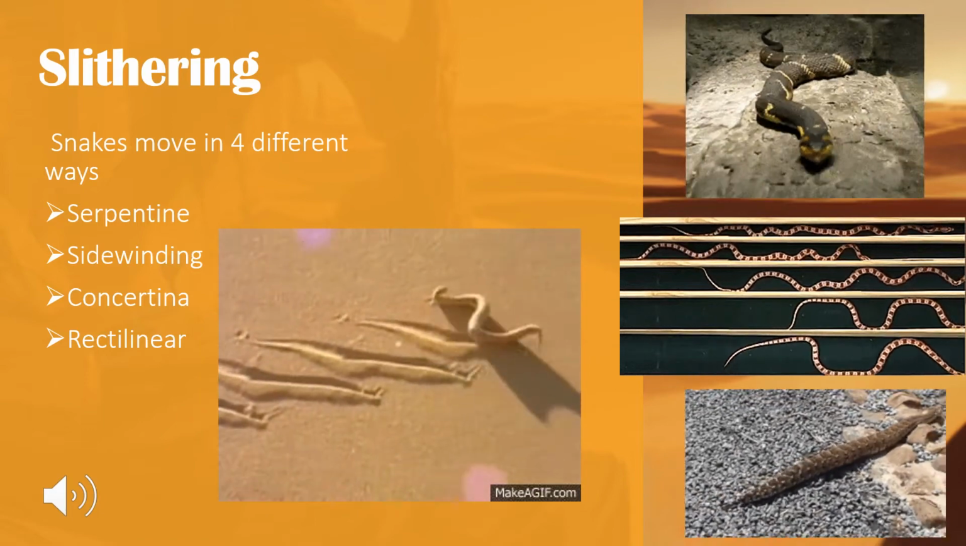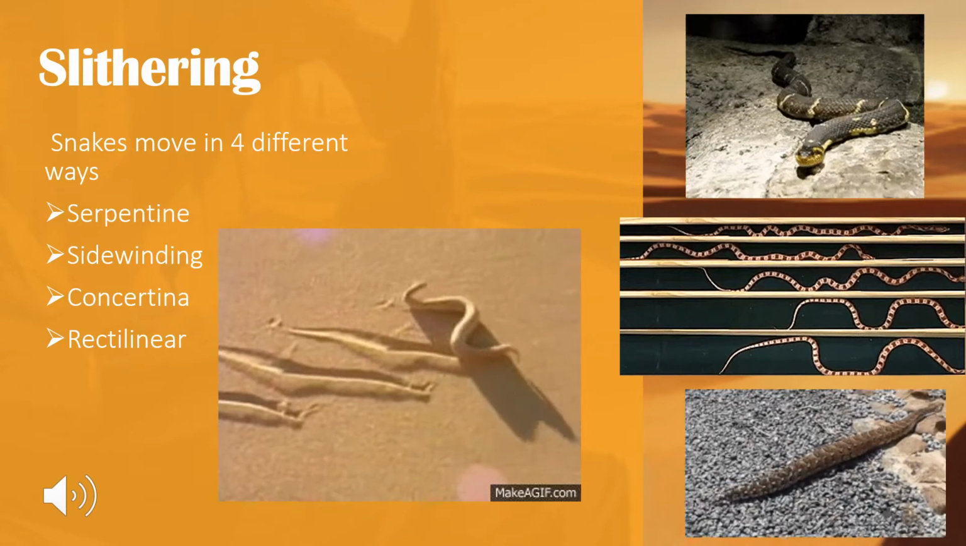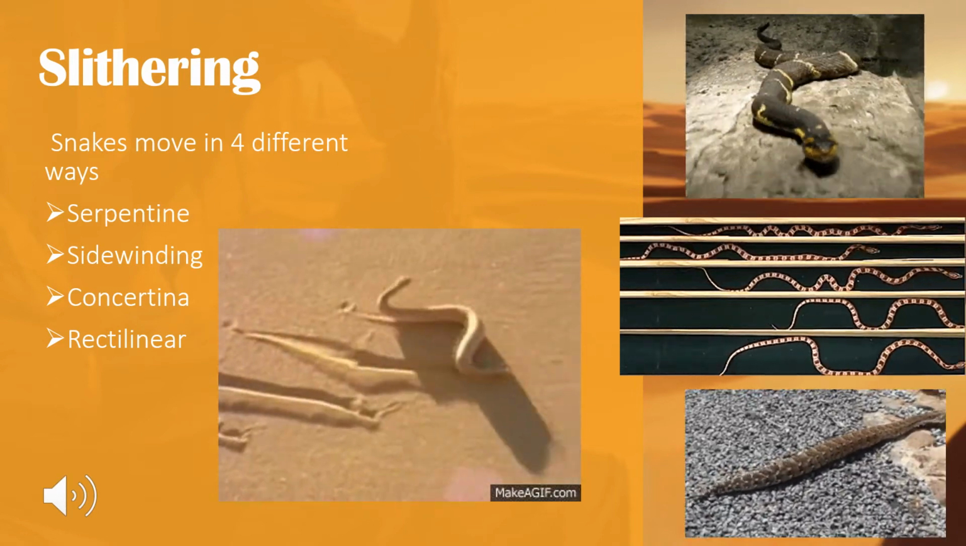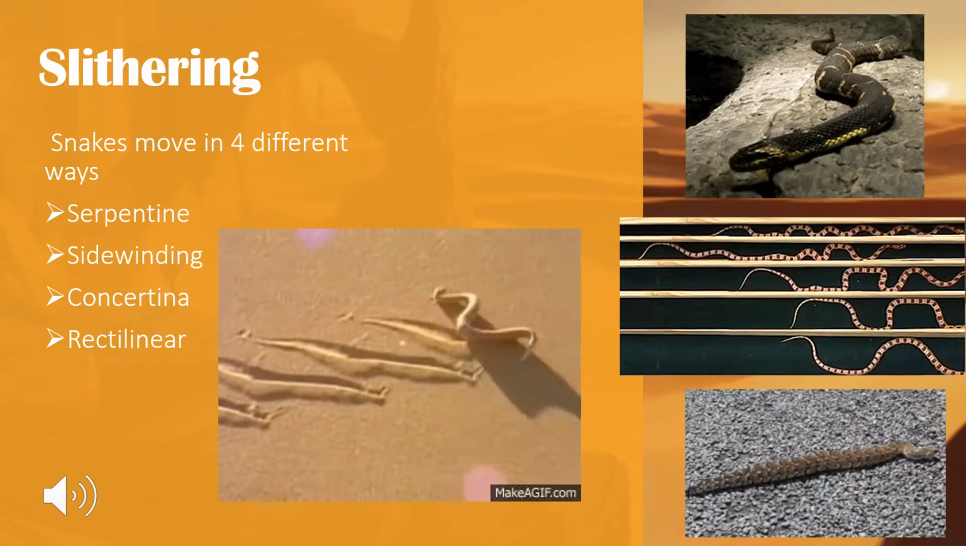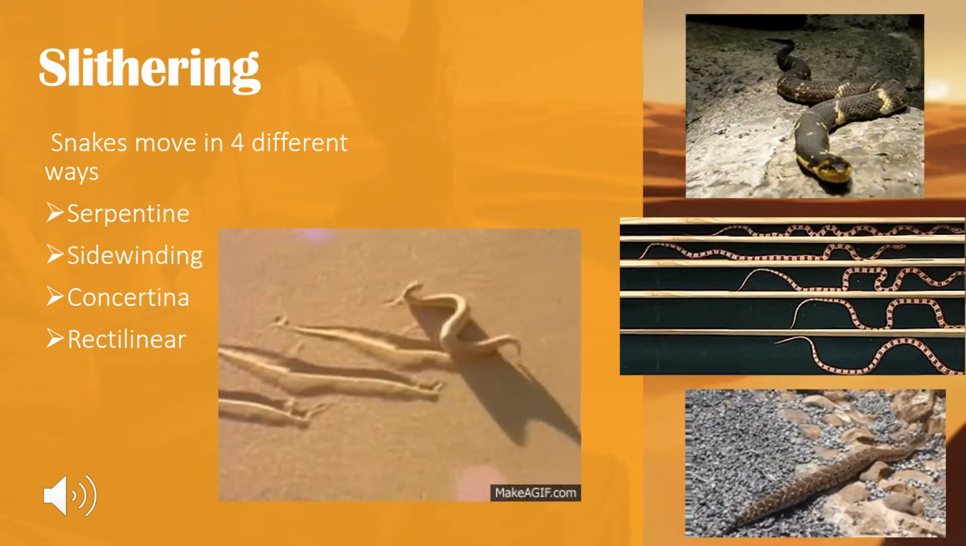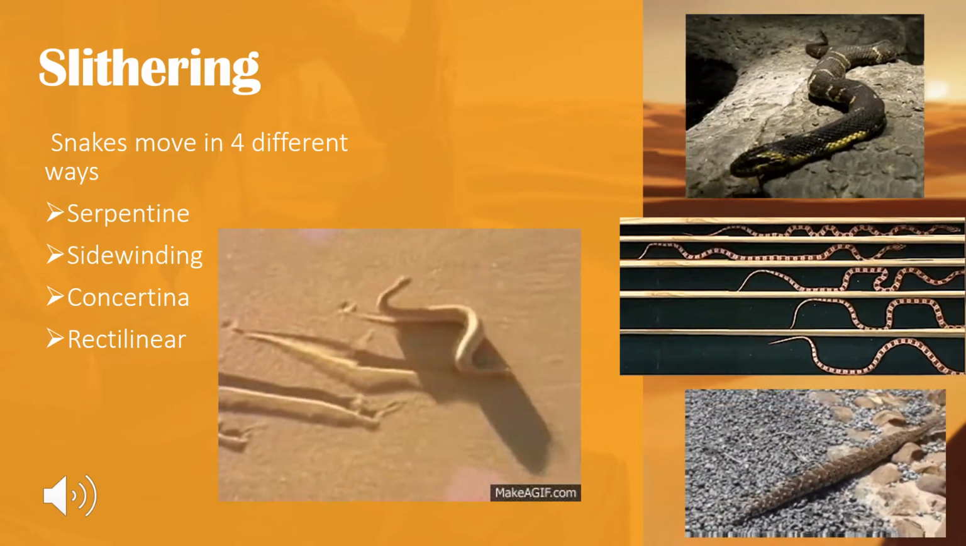Next is concertina. This is shown by the middle picture on the right, and it's called this mainly because the snake will move its head slightly, and then the rest of its body will scrunch up, kind of like an accordion, so it's close to concertina. And then it will push with the back of its body, and it goes back and forth with the front and the back.